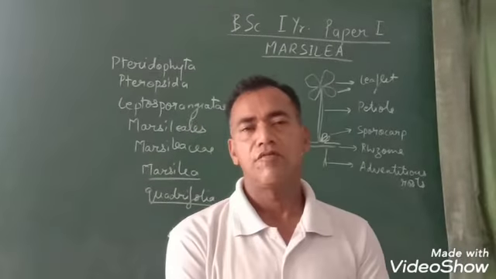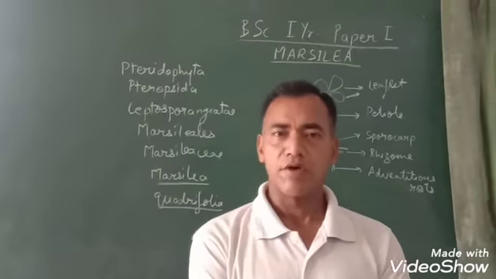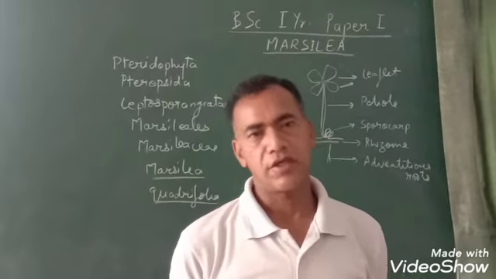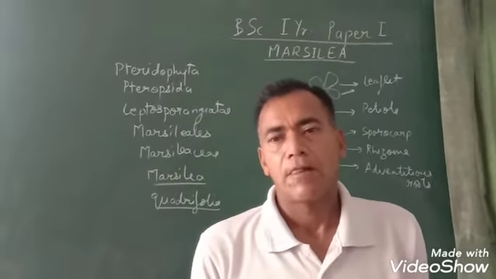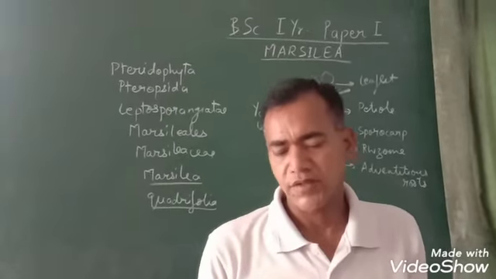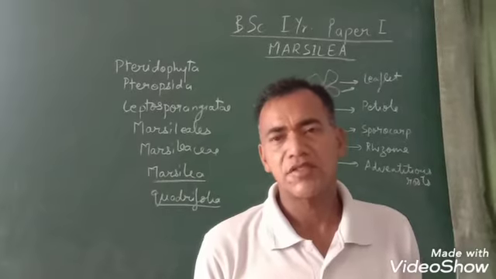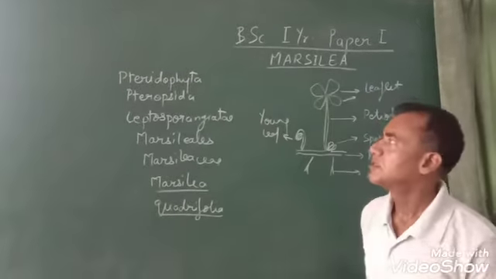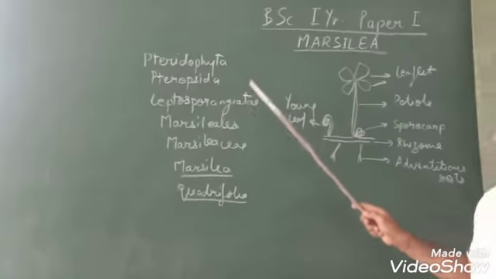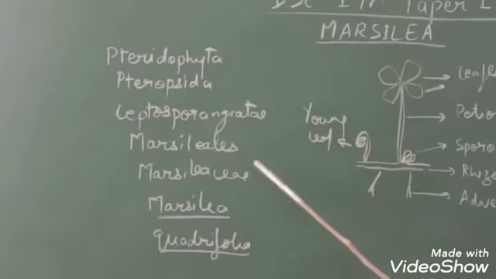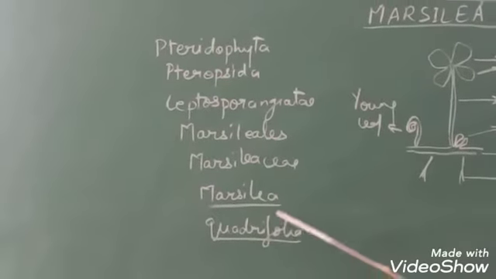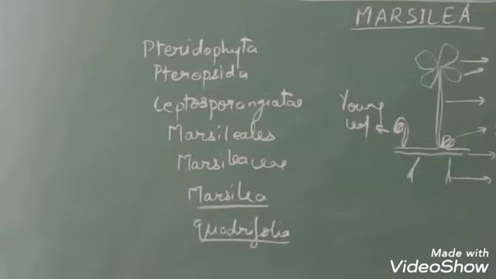Today in this lecture we will discuss about pteridophyte Marsilia. Friends, Marsilia is cosmopolitan in distribution and it is one of the very important members of Pteridophyta as it is heterosporous. Now first dealing with its classification, Marsilia classification is like this: Pteridophyta, Pteropsida, Leptosporangiate, Marsiliates, Marsiliaceae, and in this lecture we will discuss about Marsilia quadrifolia.